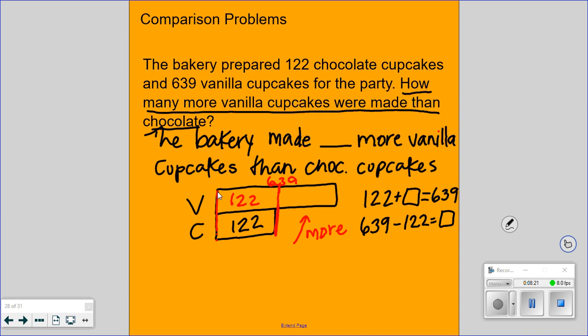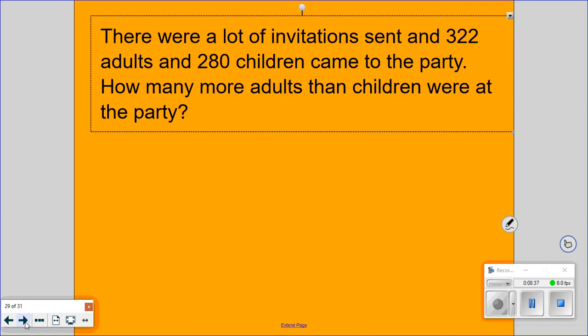Are we writing? Because I'm not convinced we are. Are there questions about how we figured that out? So far, so good? Avery, you okay? You good? Let's try another one.